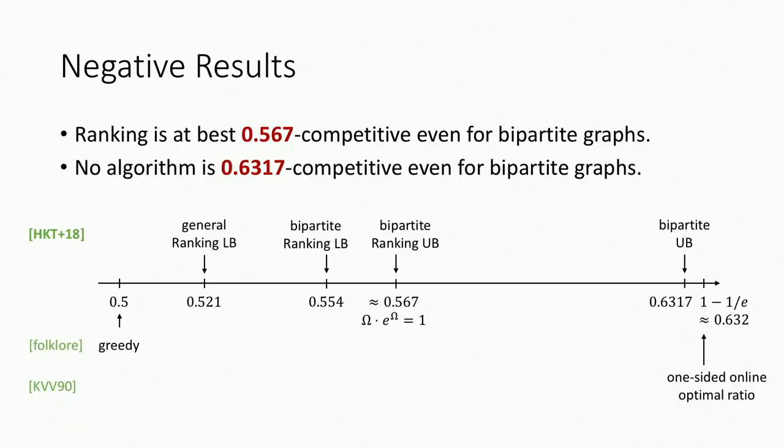Okay, so you asked about negative results. Here's the negative result that we can show. We show that even for bipartite graphs, ranking is no better than 0.567. You may wonder what this number is. This is the omega constant, the solution to x times e to the x equals 1. So there is a gap, but it at least shows that the best performance for ranking is fairly far from 1 minus 1 over e, even for bipartite graphs.